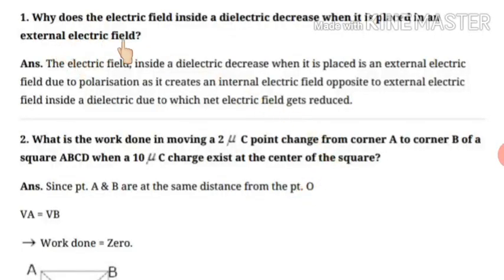Question number 1 is, why does the electric field inside a dielectric decrease when it is placed in an external electric field? We have already discussed this thing, that when a dielectric medium is placed in an external electric field, polarization will take place, and because of polarization an internal electric field will be created which will be opposite to the external electric field, and because of this the resultant electric field gets reduced.